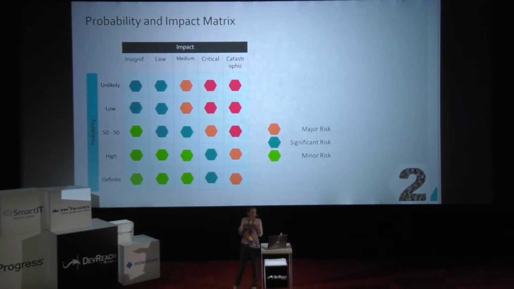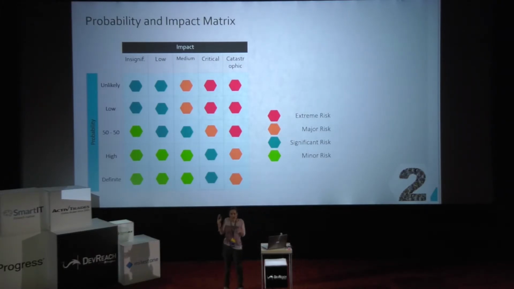Then we have orange, and these have significant consequences and they are more likely to happen. You should address them promptly. And the red ones are extreme ones. They have severe consequences and are very highly likely to occur. You should respond to them immediately. Okay, so now you see the legend, the color-coded groups the risks can fall into.